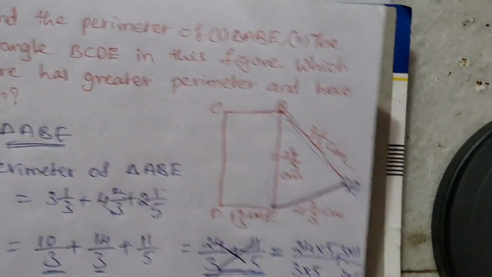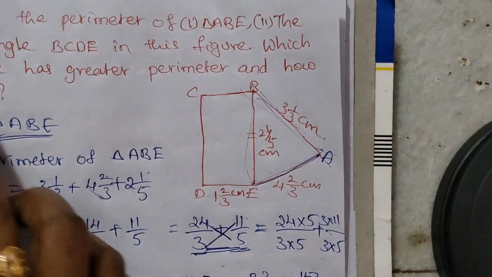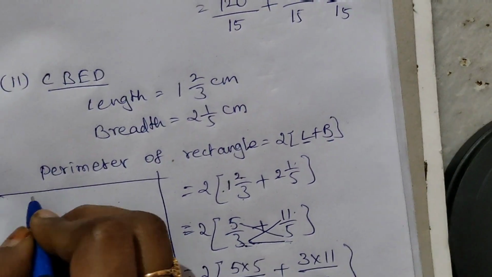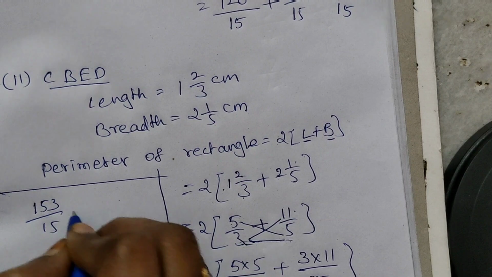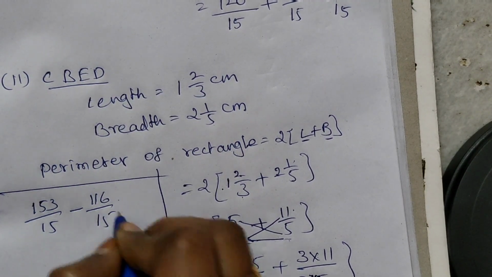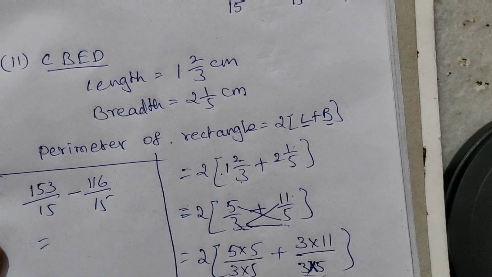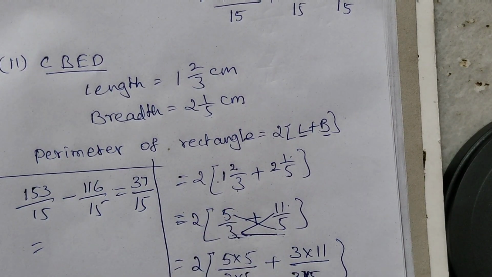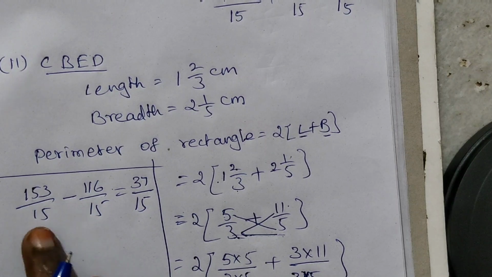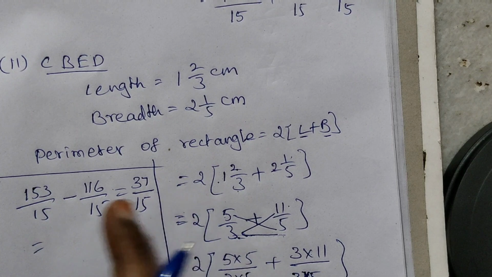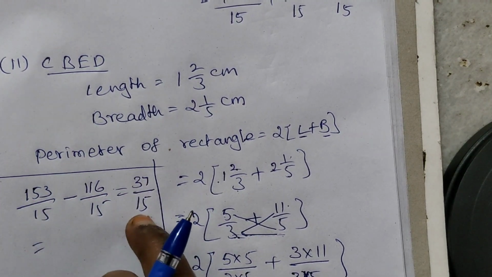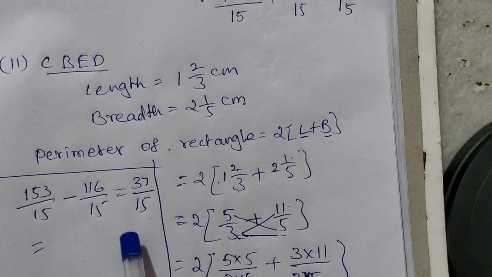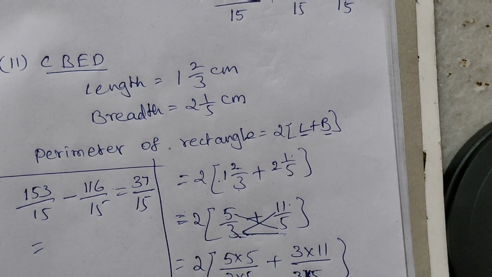In the question they are asking which is greater and how much, so subtract the two. 153 by 15 minus 116/15. Subtract 153 minus 116, you get 37/15. Why am I subtracting directly? Because these are like fractions with the same denominators. So compared to the rectangle, the triangle perimeter is 37/15 centimeters more. Okay, that's it. Seventh question is completed.